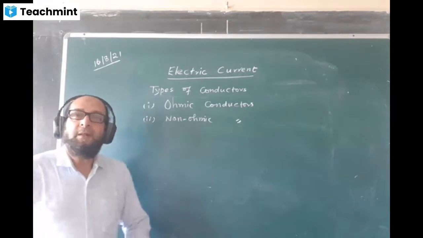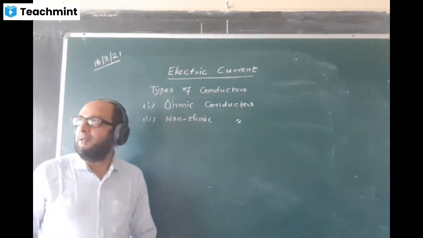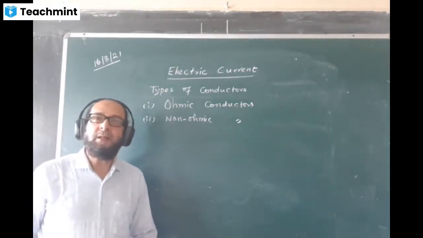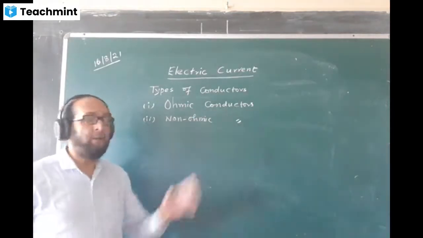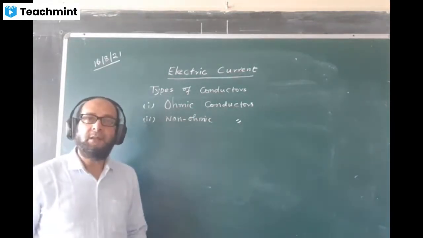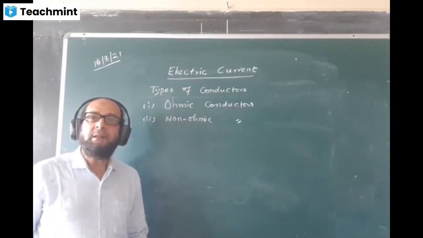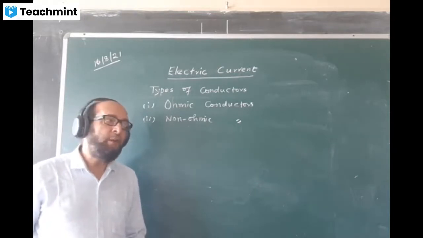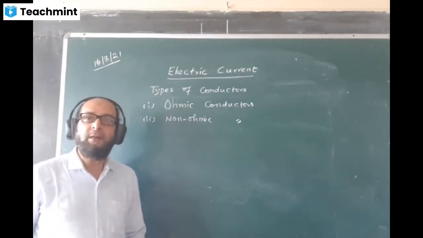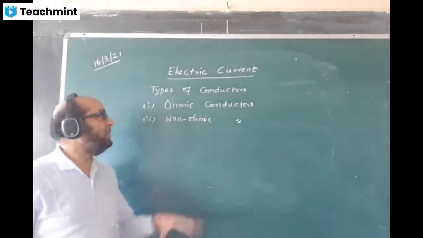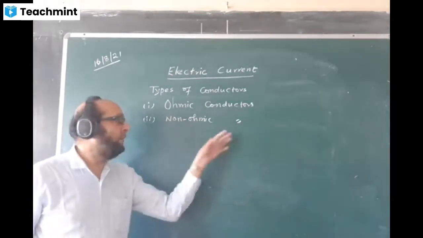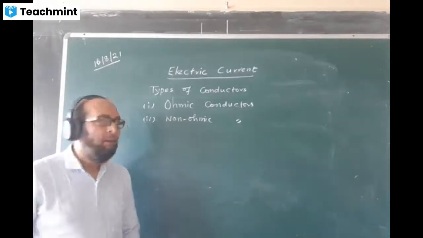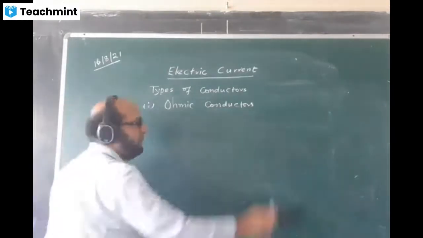What are ohmic conductors? What are non-ohmic conductors? Let me tell you. The conductors which obey Ohm's law are called ohmic conductors. As simple as that. The conductors which follow Ohm's law are called ohmic conductors, and the conductors which do not obey Ohm's law are called non-ohmic. Okay, now write about ohmic conductors.